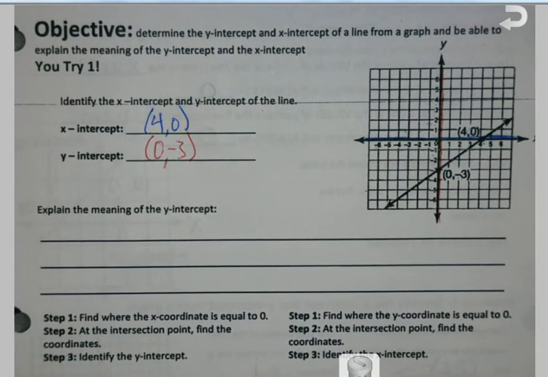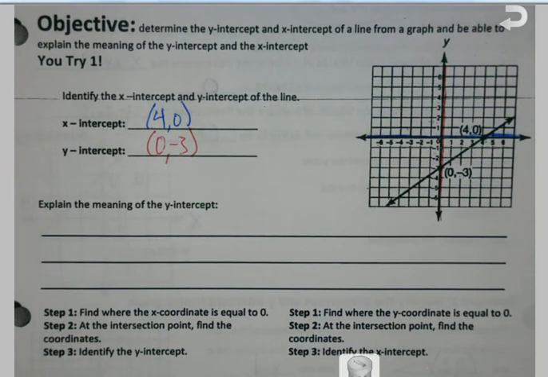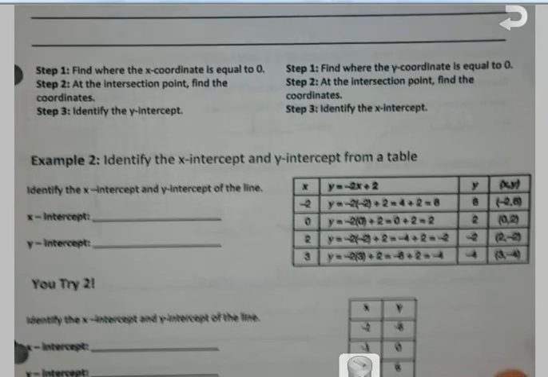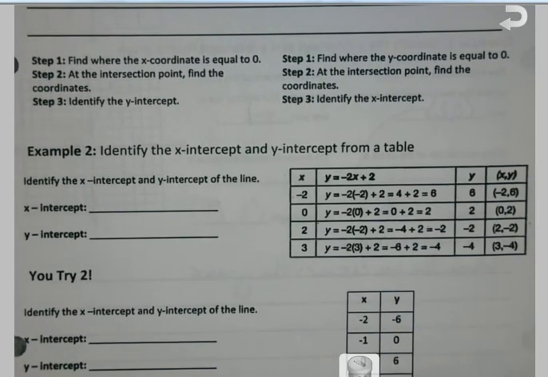So what happens if they don't give it to me? What happens if instead they give me something else? Like maybe instead of a graph, they give me a table. Ew. Now I start to look through here and I'm like, well, wait a minute. One of the numbers is always 0 when I have an intercept.